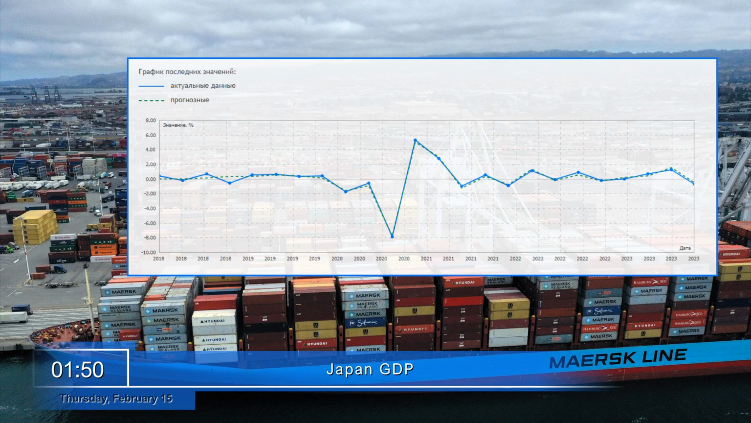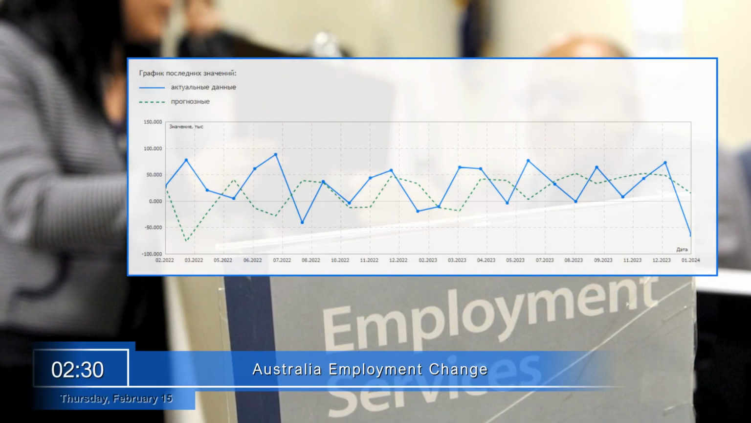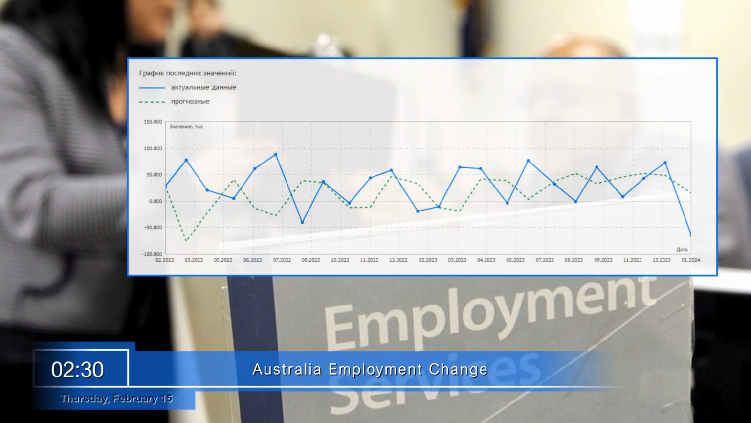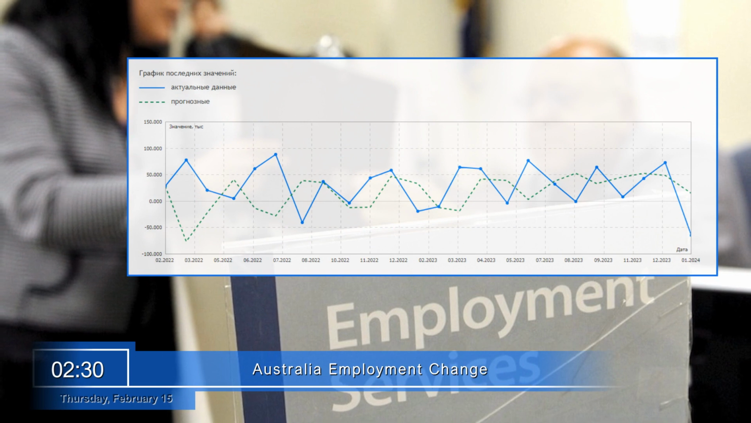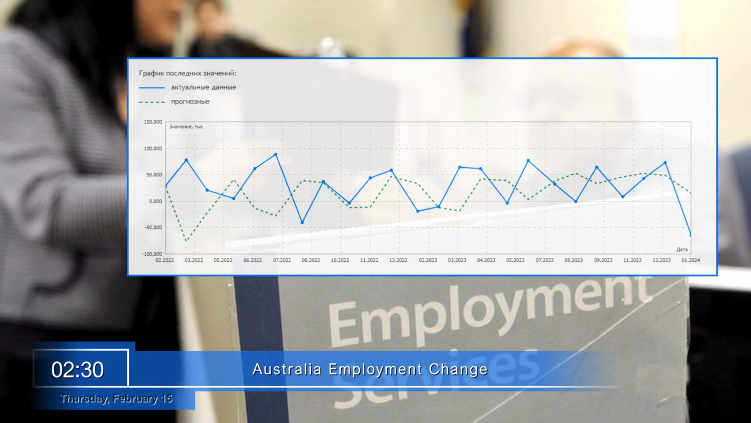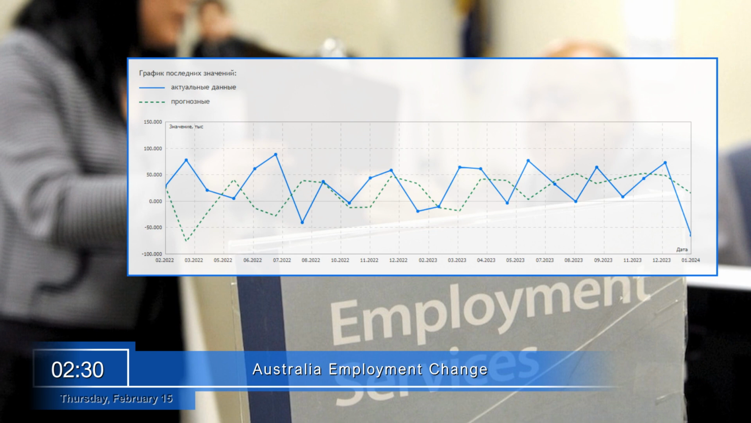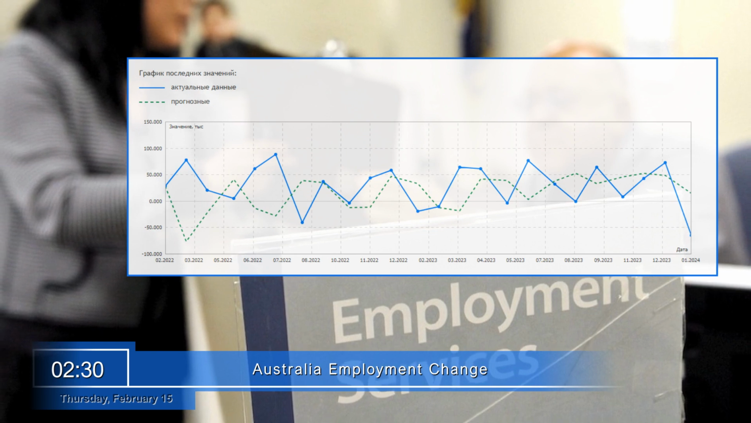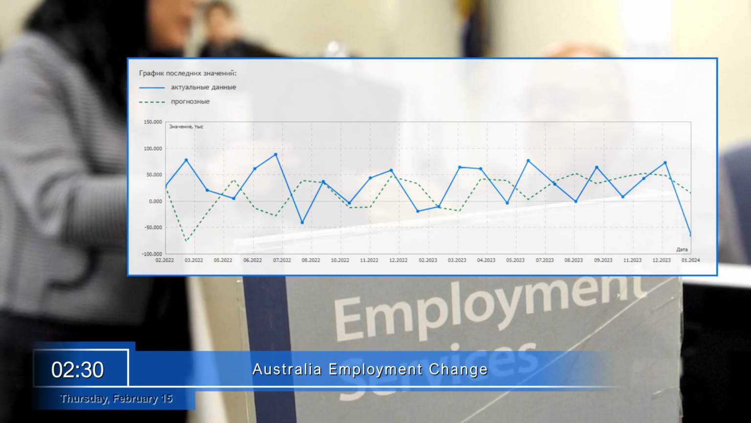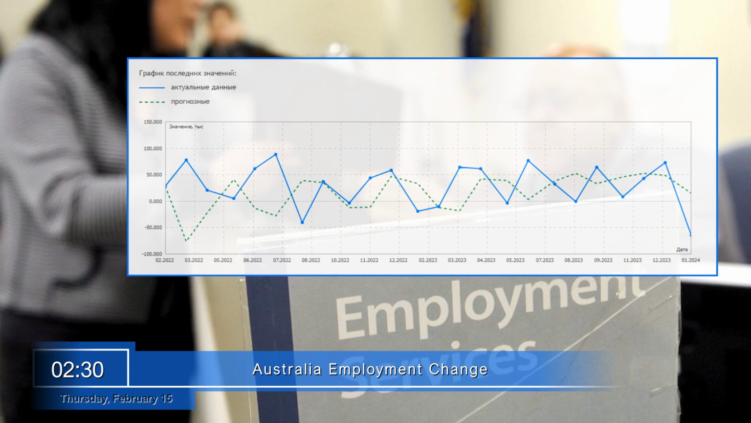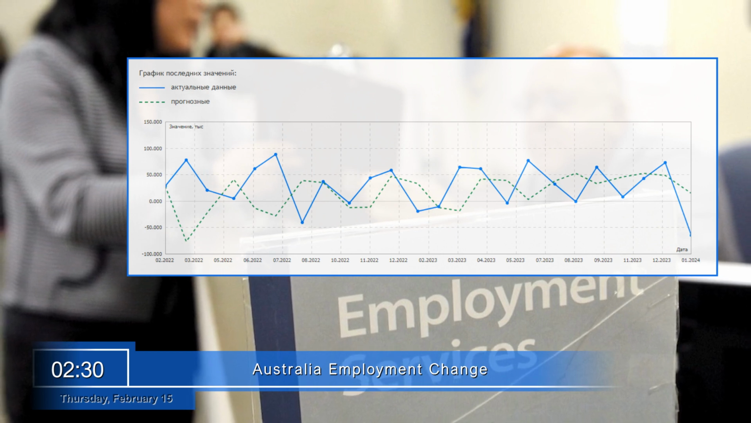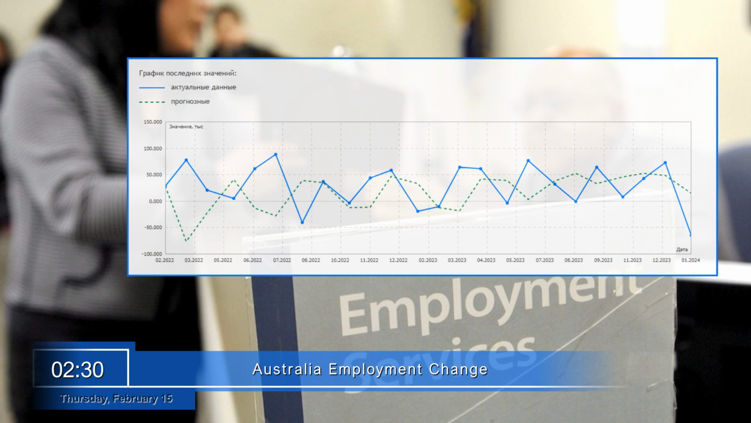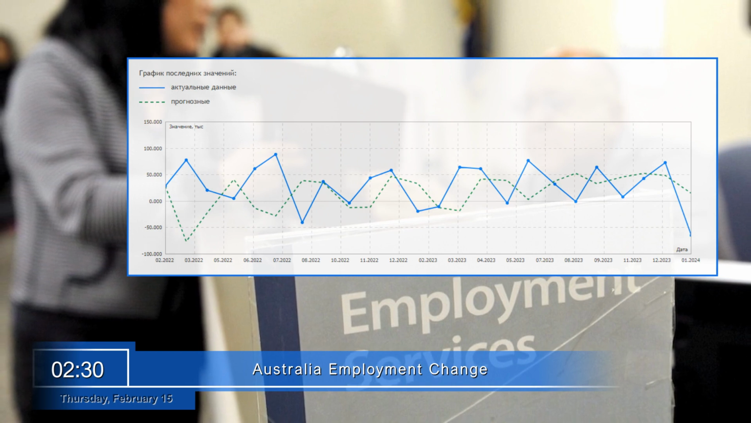By 2:30 a.m., Australia will present the employment change. The indicator is calculated based on the results of a monthly survey of the population. It involves a sample of about 26,000 households in the country, which covers about 0.32% of Australian citizens age 15 and over. An increase in employment indicates a stronger labor market and may have a positive impact on the Australian dollar.